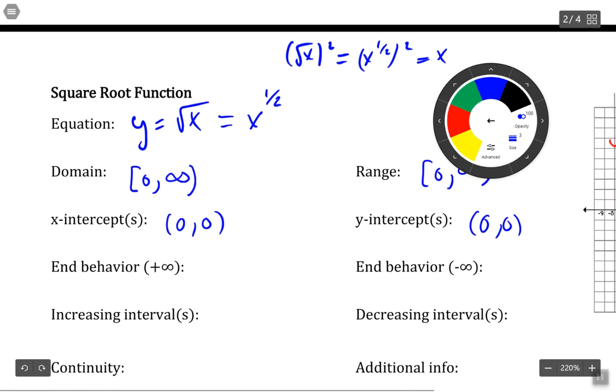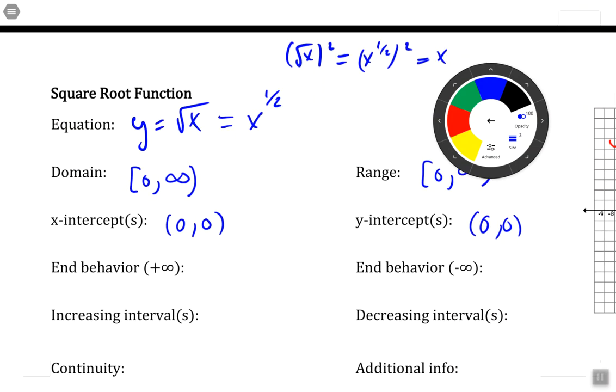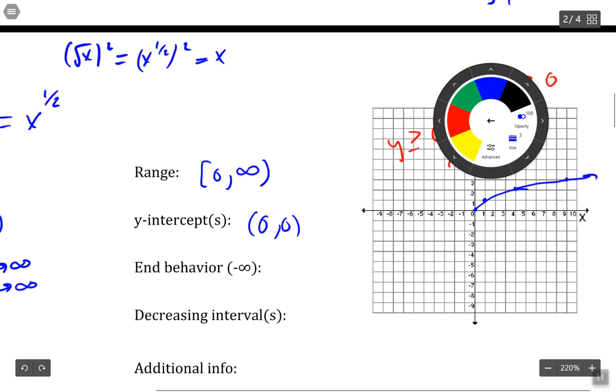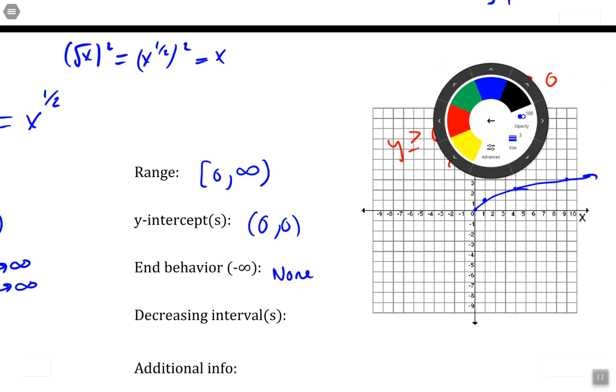Okay, end behavior. As my x goes to infinity, what is my y going to? Look at your drawing. Infinity. Can my x go to negative infinity? No, there is none. There's no end behavior that way. It doesn't exist that way. There is no x going to negative infinity, unless I do imaginary, and even imaginary is not going to work. We're just not going there. We're keeping it real, right?